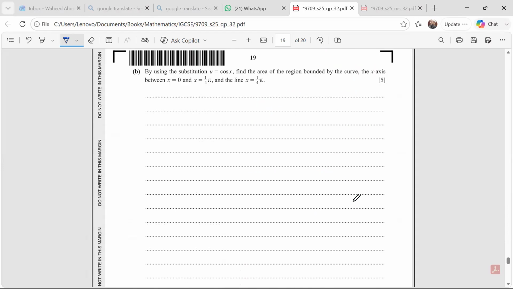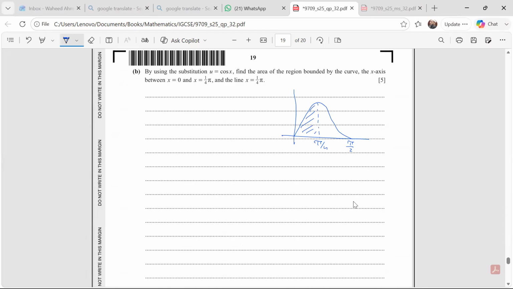Now the last is 11b. By using the substitution of this, find the area. So we have this curve, something like this. It starts from 0, goes to the maximum, and then comes back to 0. This is pi by 2. We have to find the area from 0 to pi by 4. This is pi by 4. So we need to find this much area.